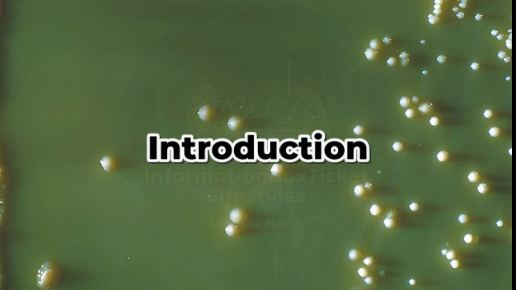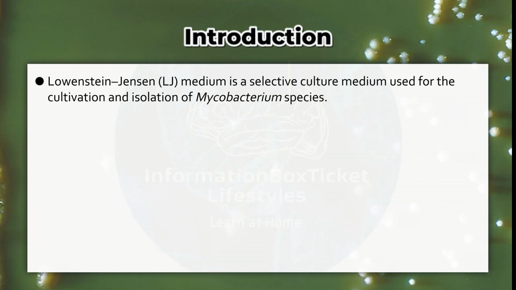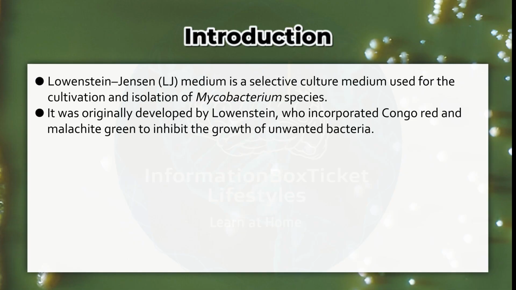Introduction to Lowenstein-Jensen, L.J., Medium. Lowenstein-Jensen, L.J. medium, is a selective culture medium used for the cultivation and isolation of Mycobacterium species. It was originally developed by Lowenstein, who incorporated Congo red and malachite green to inhibit the growth of unwanted bacteria.